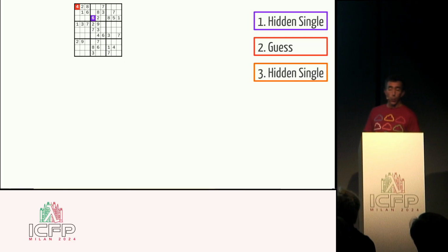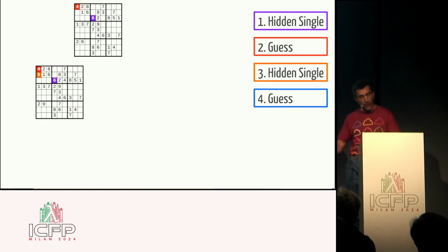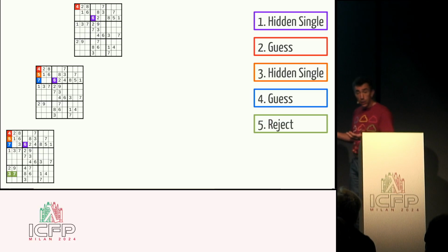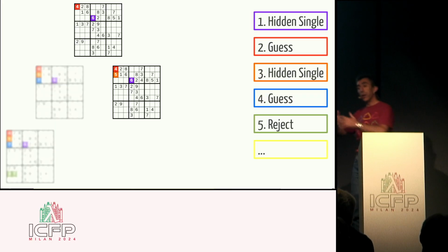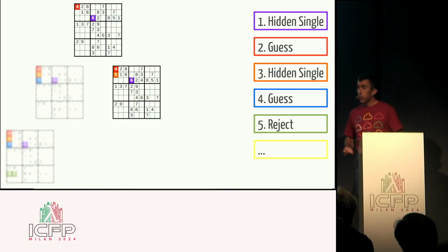So we explore with hidden single, we discover a new number, we are stuck again, we guess again, and oops, we are stuck because we have an inconsistency, so we have to reject this branch. So we roll back and we go into another direction. Pretty straightforward, regular search. So what is at stake here? What are we doing here?